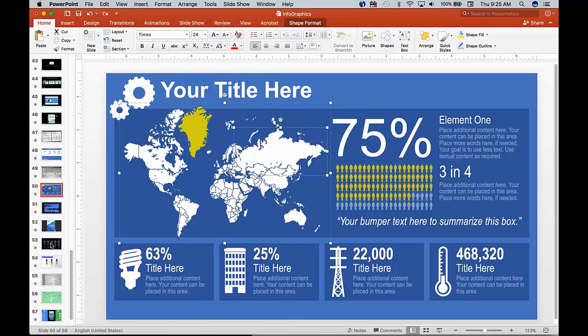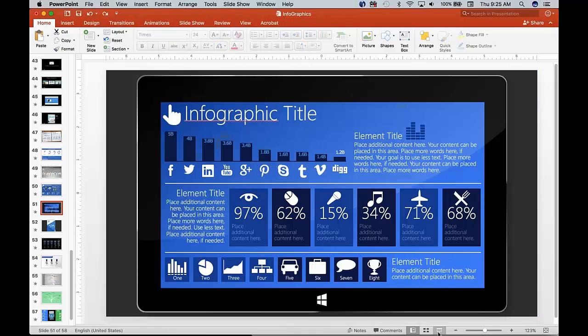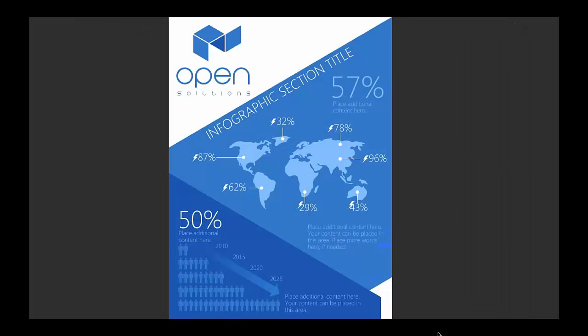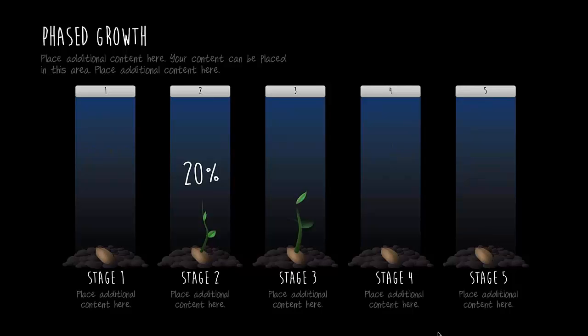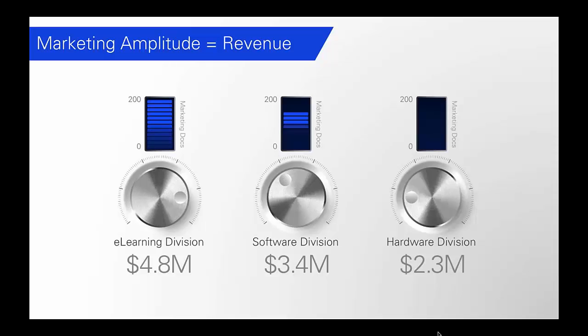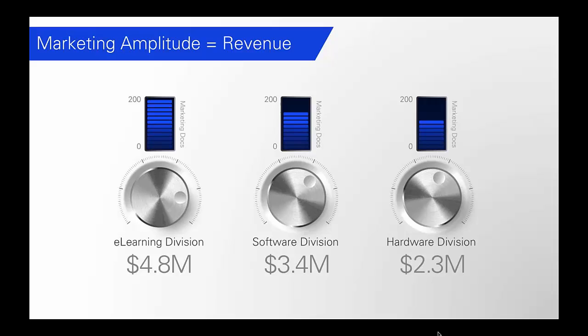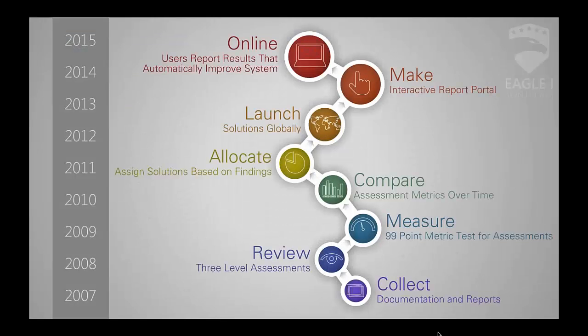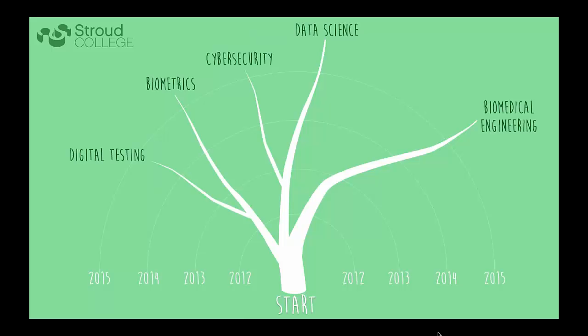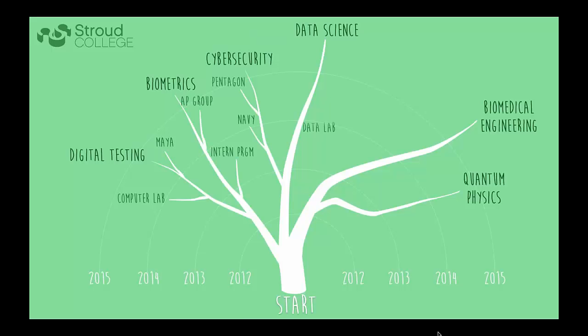Let's see, other ideas. These are other ideas using visual metaphors to help people understand your story. You can use animation effects. There are several ways you can animate your graphics. And so we can use a tree metaphor to talk about how we added disciplines to Stroud College. They were using a hybrid tree and timeline example to tell a little story.